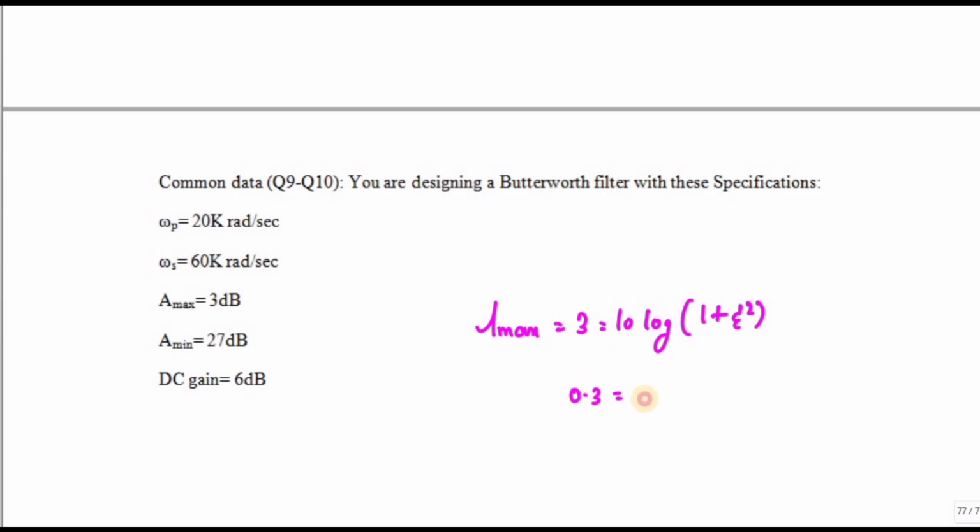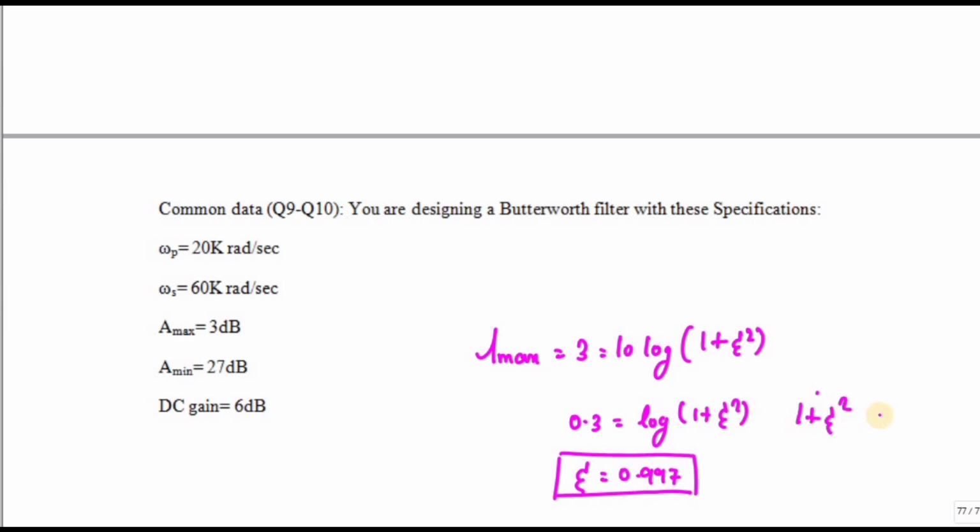0.3 is equal to log of 1 plus epsilon square. So the log, if it goes to the other side, you would get 10 power 0.3 minus 1. So we will get epsilon square, and if we take the root of this value, you will get 0.997. Okay. So this is how we have to solve for the value of epsilon.